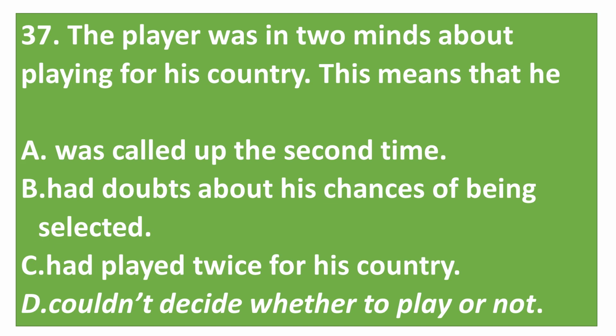Question 37. The player was in two minds about playing for his country. This means that he A. was called up the second time, B. had doubts about his chances of being selected, C. had played twice for his country, D. couldn't decide whether to play or not. The correct answer to this question is D. This means that he couldn't decide whether to play or not.